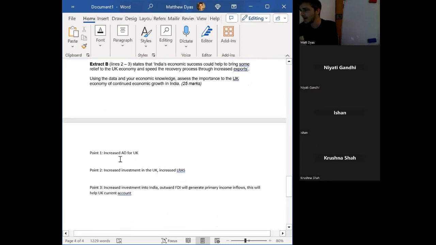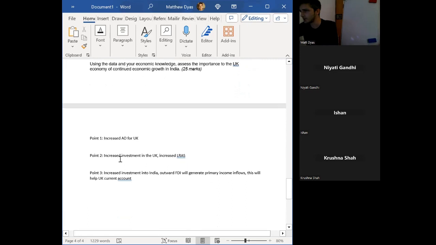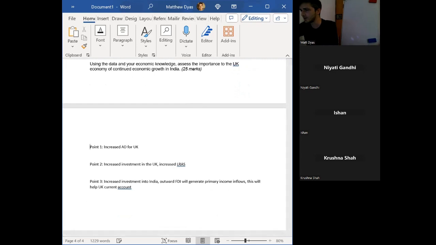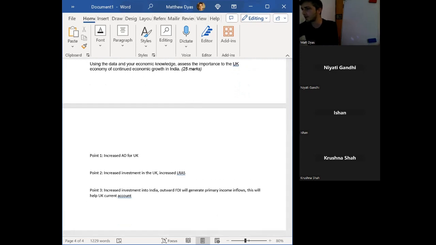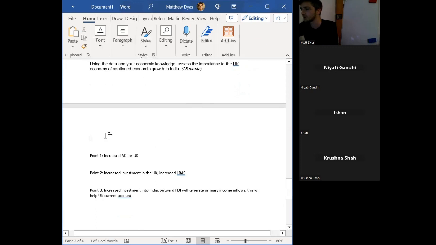Okay, let's define economic growth and assess the importance. I want to tell the examiner how I'm interpreting that phrase. They've given me this phrase importance, which isn't really clear, so I'm going to try and make it clear. As long as I'm logical in what I do, it should be accepted by the examiner.